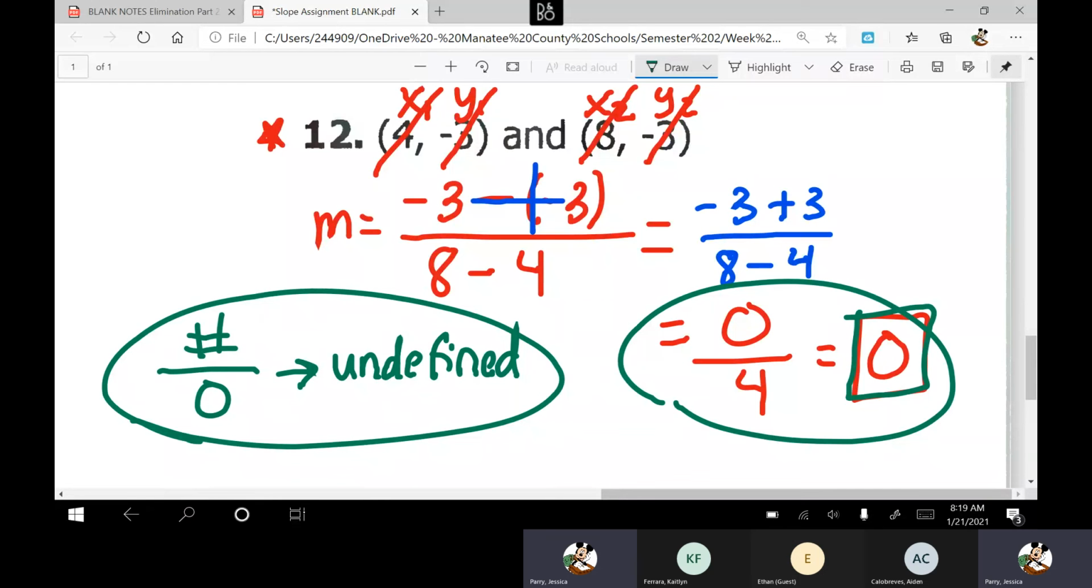And you will have one question where your answer is undefined and one question where your answer is 0, but we already did that one. So number 12, your answer for 0 is already done. You're going to have one question for this bottom section of your paper where you get undefined, and all the other answers you'll end up getting fractions or whole numbers.